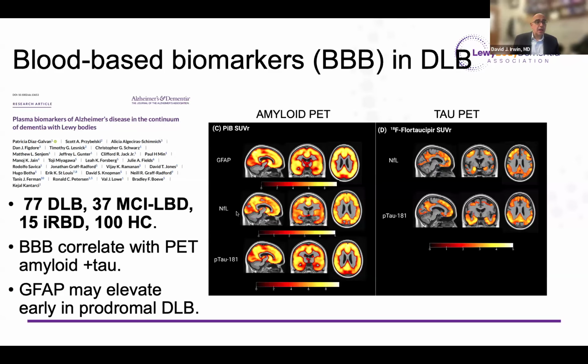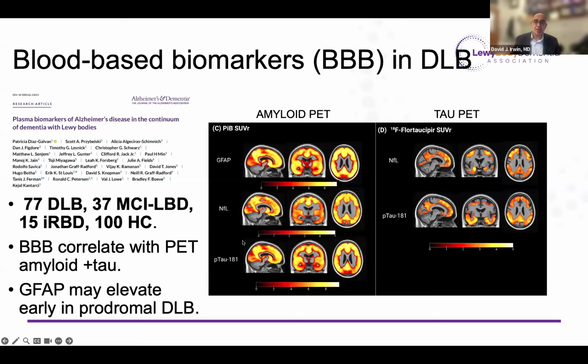This is a study led by Kajal Kantarsi and her group at Mayo Clinic that nicely looked at blood-based biomarkers. There are several blood tests now, some clinically available, most in the research realm, looking at markers of amyloid and tau, as well as neurofilament light chain, which reflects neurodegeneration, and GFAP that reflects microscopic inflammation in the brain.